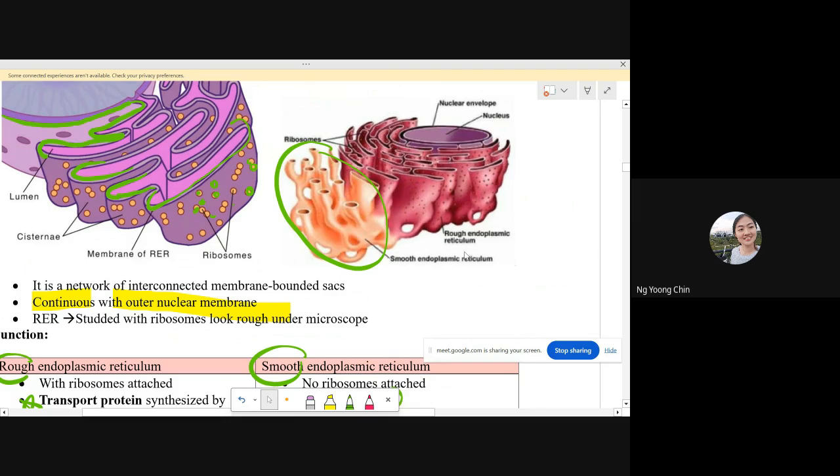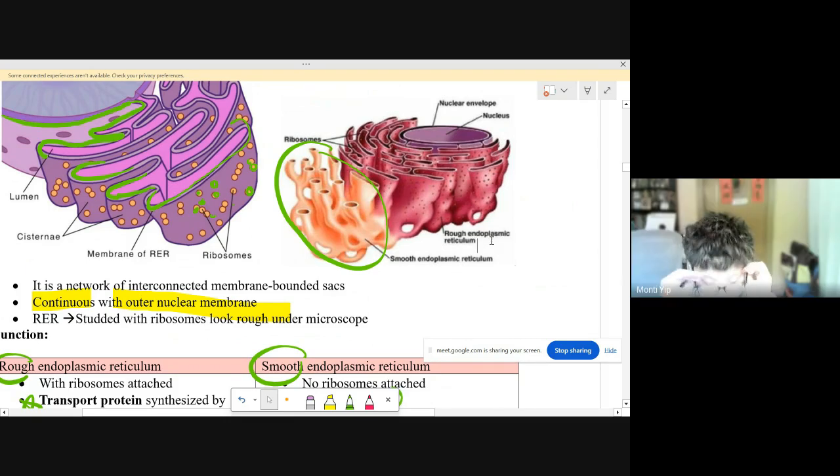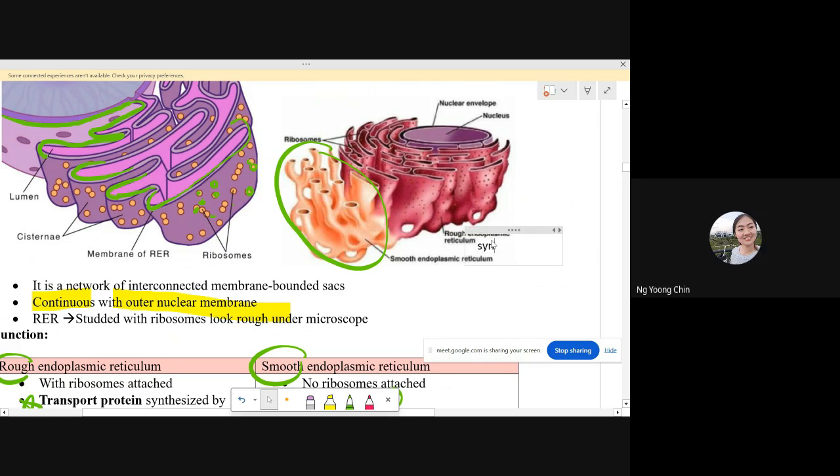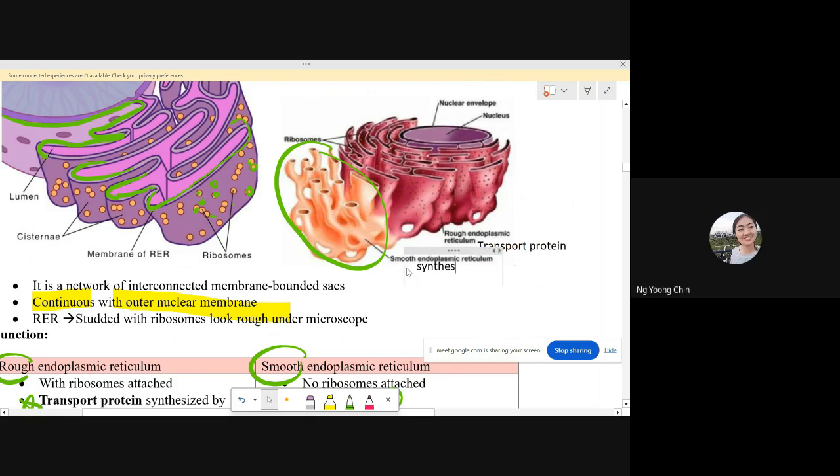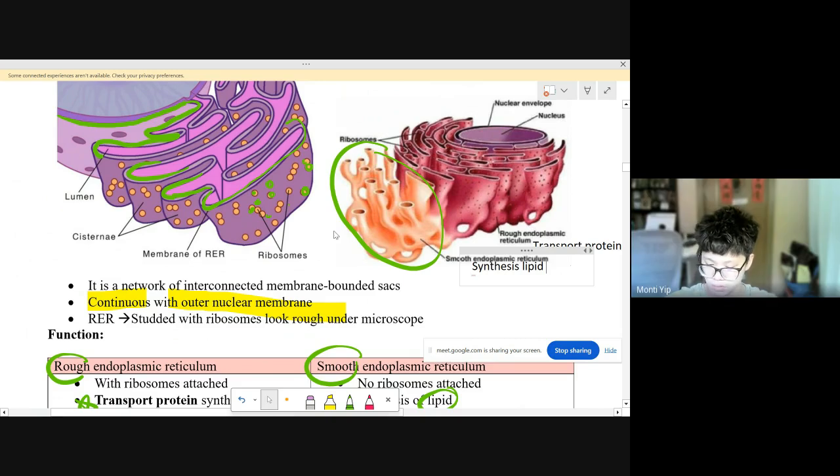Just take it simple. You just need to know that rough endoplasmic reticulum, they don't produce protein, they transport protein. But the smooth endoplasmic reticulum is smooth, and also our lipid is very smooth, right? So just think of that: they will synthesize the lipid. Just remember the important key point.